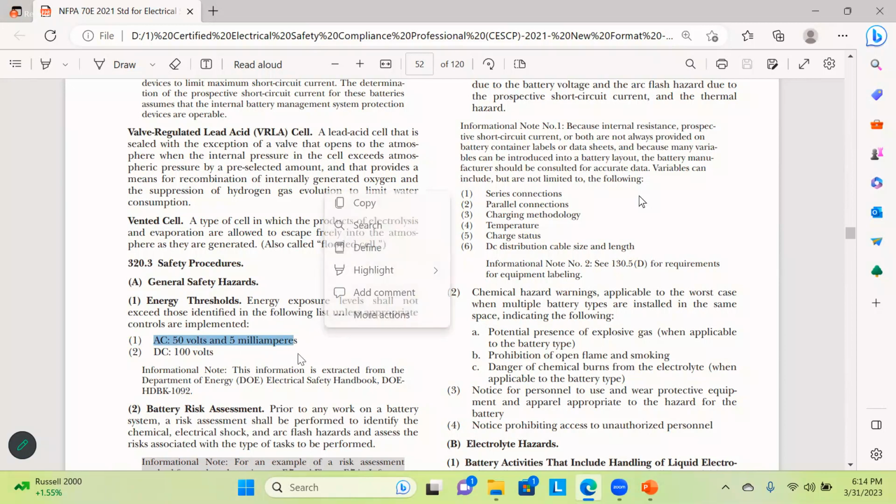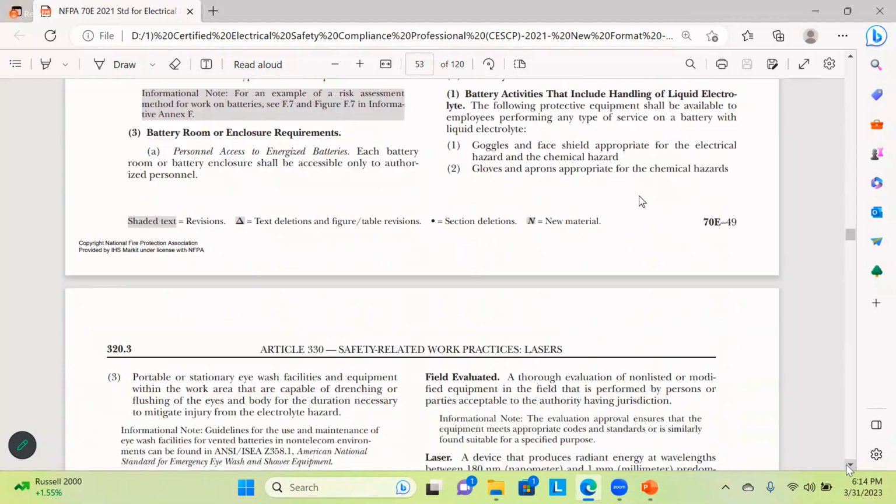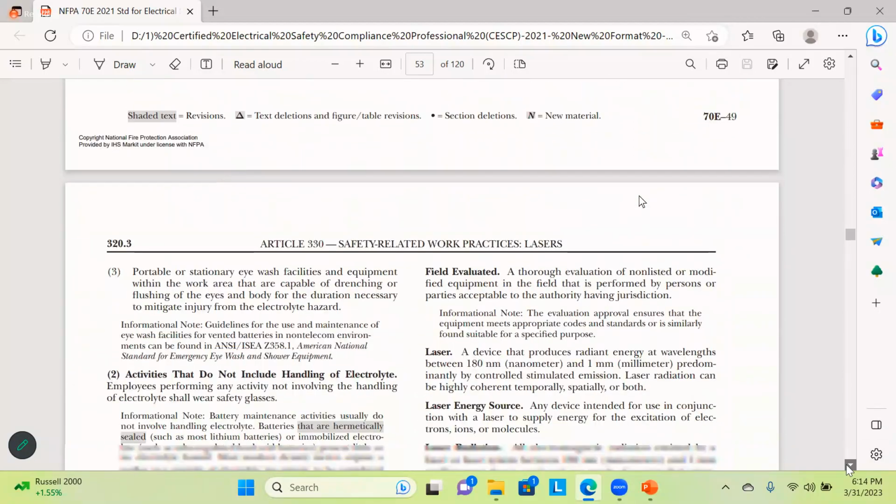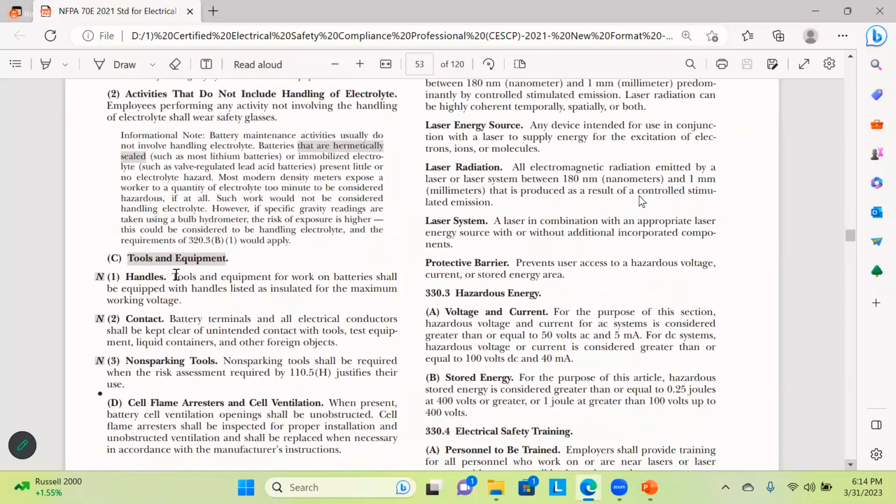So these types of things you are going to find for your battery, for your lasers, as well as for other parts as well. Here in lasers equipment, it talks about the voltage and current. So 5 volts AC and 5 milliampere, and for DC 100 volts DC and 40 milliampere. Those are basically the boundaries they have already defined, so we have to take care of those things.